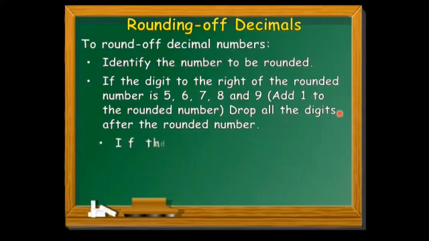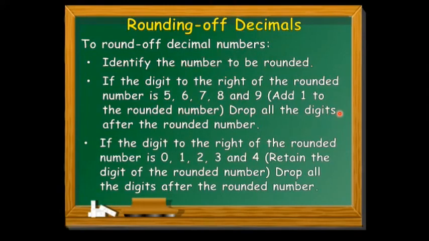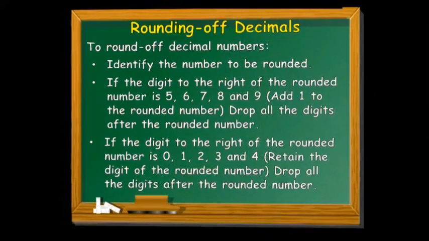And then we have the last step. So the last step is if the digit to the right of the rounded number is 0, 1, 2, 3, and 4, retain the digit of the rounded number, drop all the digits after the rounded number. So ito naman kapag yung number niya sa right side is 0, 1, 2, 3, and 4, yung number na yun, retain lang siya. So kanina, add 1, ngayon naman retain. And then, still the same, we need to drop all the digits after the rounded number. So let's have an activity. Okay, example.